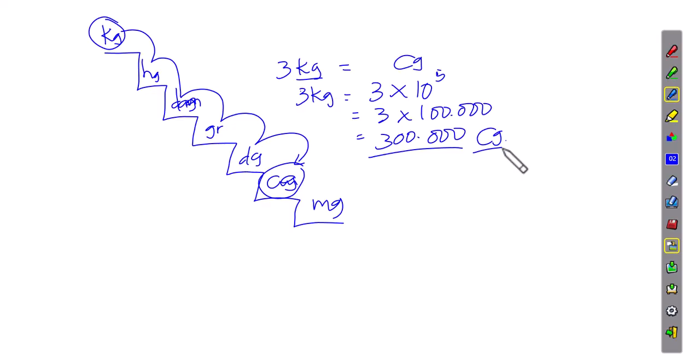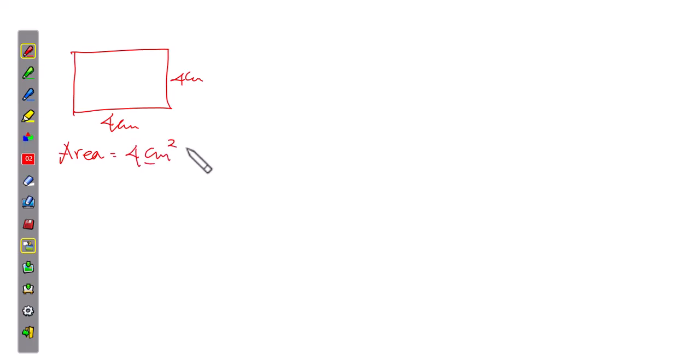Okay, now how about the area? The area is the combination of length. For example, you have a square 4 centimeter, 4 centimeter. So the area must be 4 centimeter square. So this is the combination of the length. The area is just the same with the length, but the value is a little bit different.